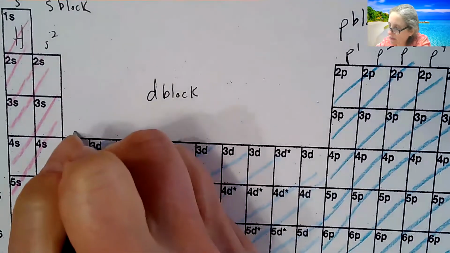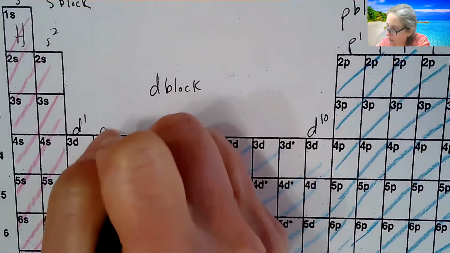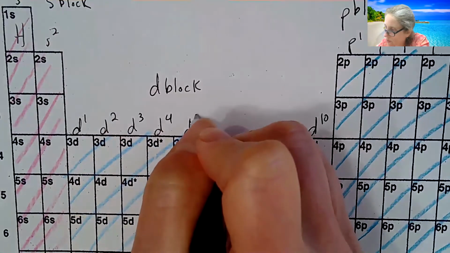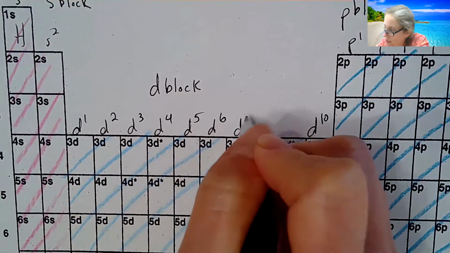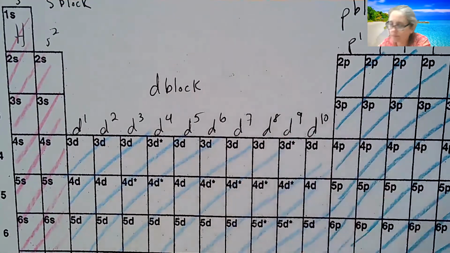Now the D block is going to go from D1 to D10, because you have 5 unique shapes. Each shape, or each orbital, can contain 2 electrons. So you could have a total of 10 electrons in the D orbitals.